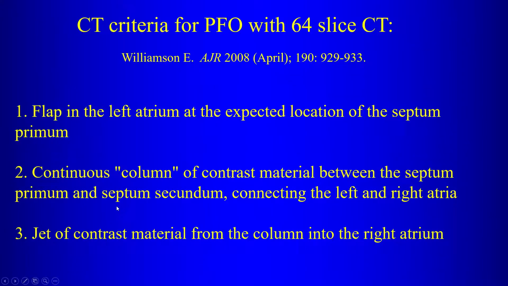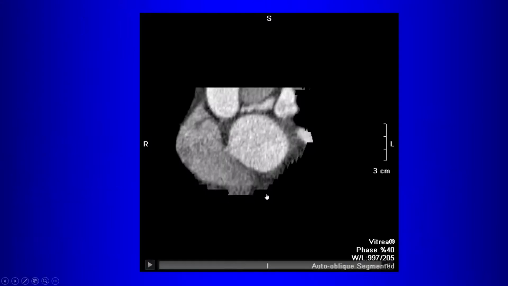Now the CT criteria for a diagnosis of patent foramen ovale. So we want to see a flap in the left atrium at the expected location of the septum primum, a continuous column of contrast material between the septum primum and the septum secundum connecting the left and right atria, and a jet of contrast material from the column into the right atrium.